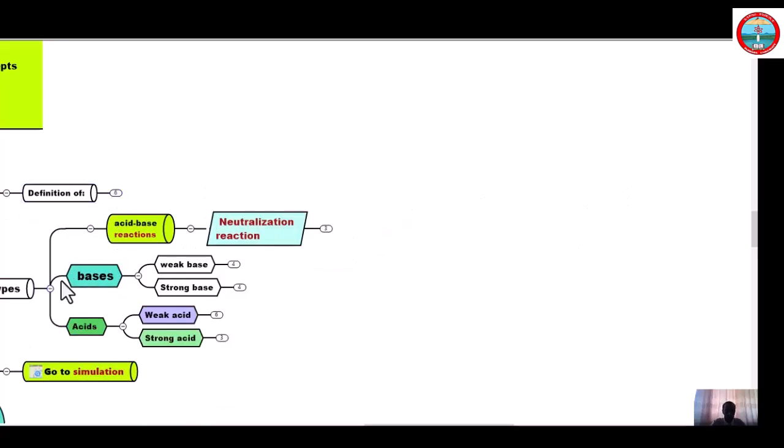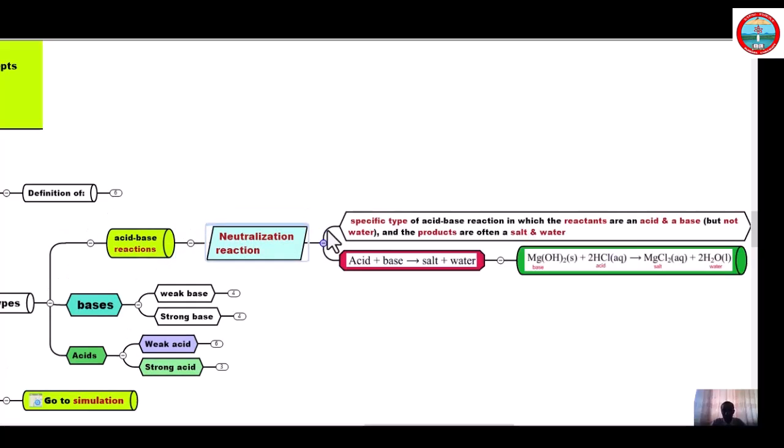Another topic is types of acid-base reactions. Neutralization reaction is a specific type of acid-base reaction in which the reactants are an acid and a base but not water, and the products are salt and water. Generally, you can write the neutralization reaction as acid plus base gives salt plus water. Consider this chemical reaction: when magnesium hydroxide reacts with hydrochloric acid, it gives magnesium chloride plus H2O. This is one example of an acid-base reaction, specifically a neutralization reaction.